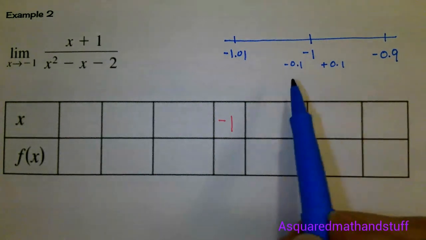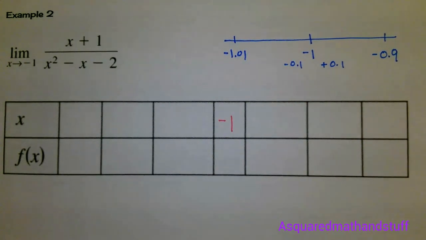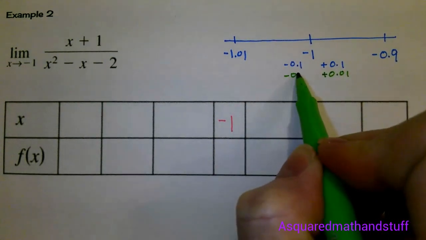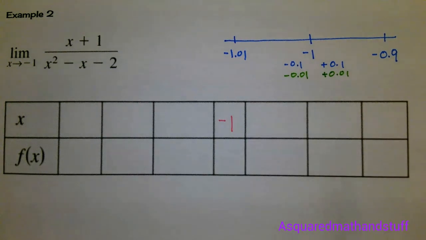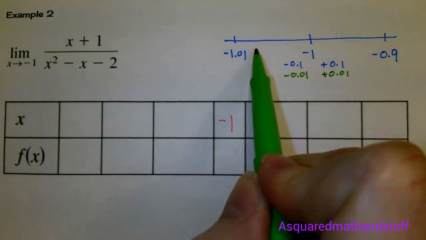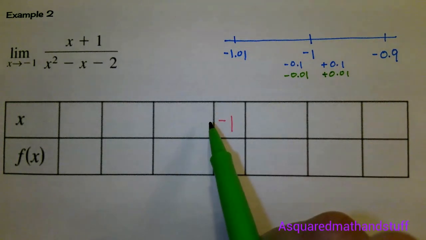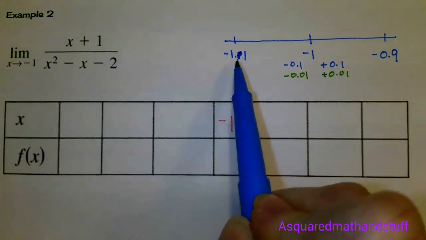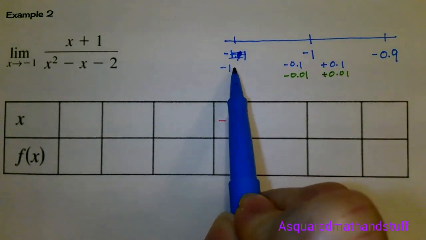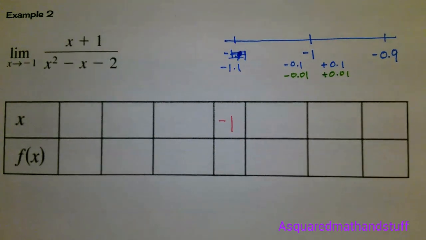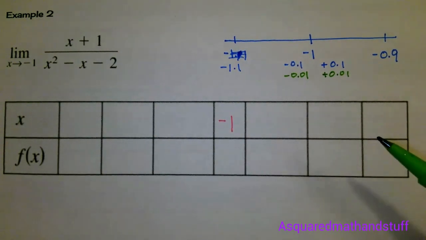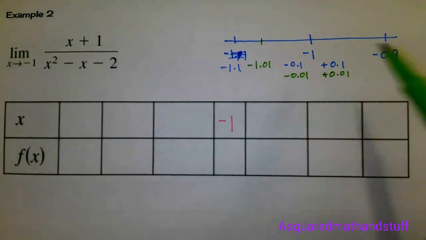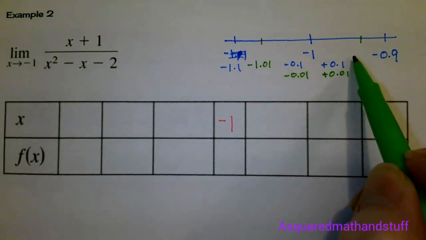-1.1. Now I need to subtract and add a hundredth. So I'll add a hundredth and I will subtract a hundredth, and that will take me to a negative... wait a minute, I wrote this wrong. This should be -1.1. I'm sorry, let me just cross this off. -1.1. All right, let's get back to this. So this would be -1.01 and then -0.99.